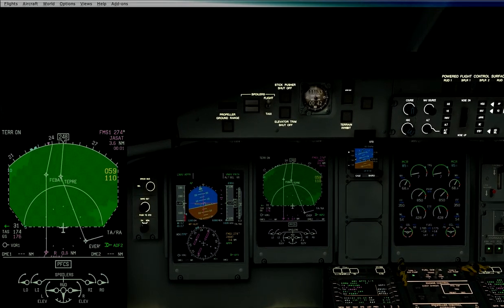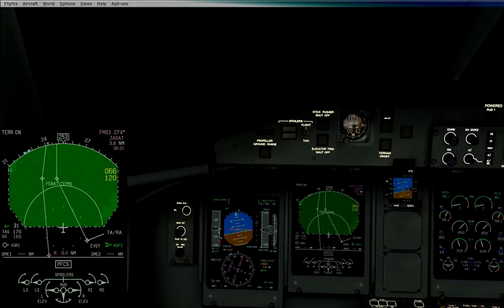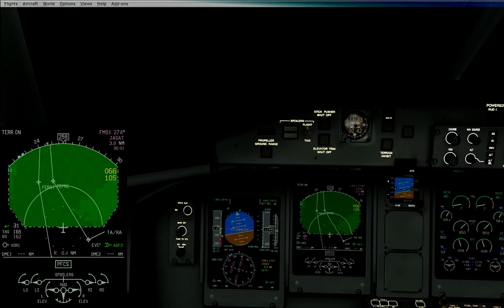Now, is this a bug? Is this something that I didn't set up right? I really don't know, but I'm hoping this will be helpful for other people who are curious about this problem.